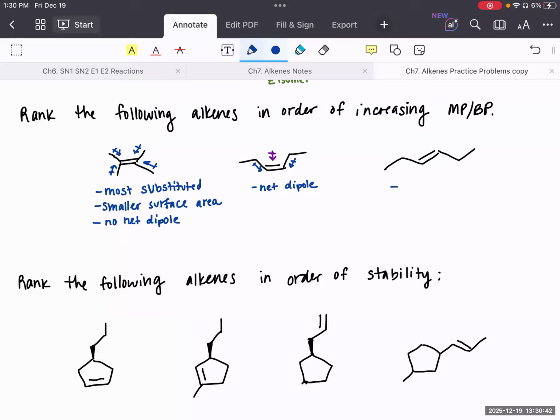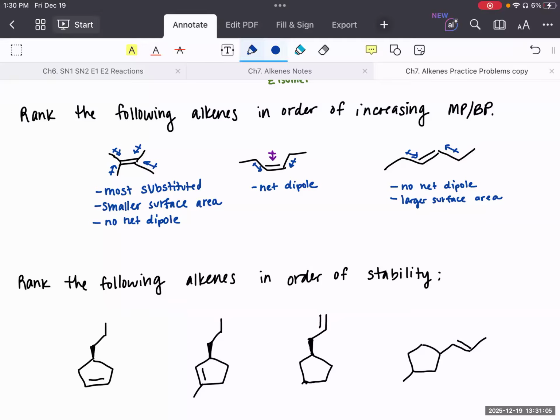Here for this last one, we don't have a net dipole because the ones coming from the edges cancel out. They're in opposite directions of each other since we have a trans alkene. And then we also have a slightly larger surface area in comparison to that first one and a less substituted alkene.